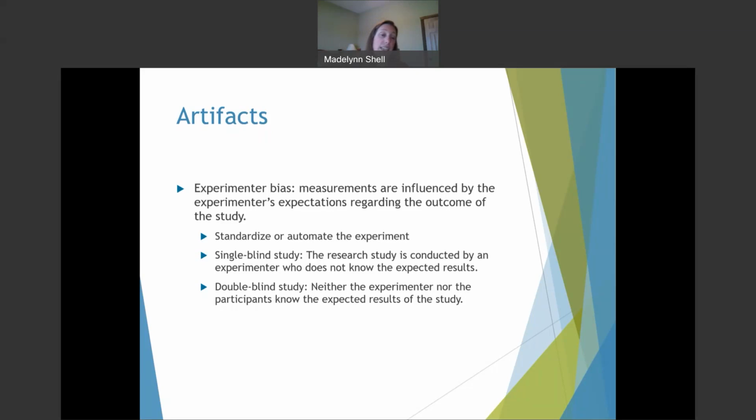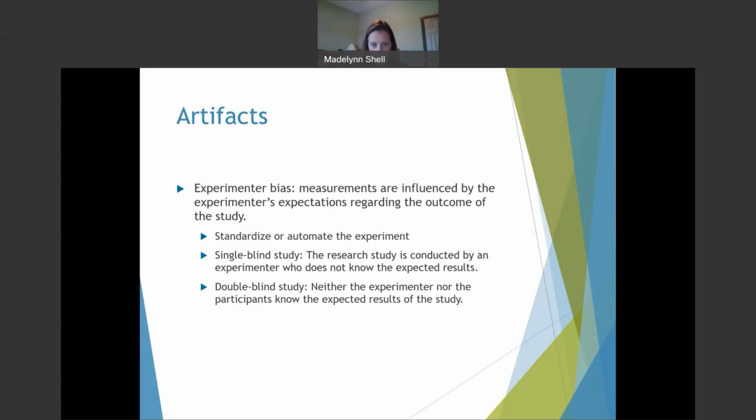A single blind study is another strategy, where the research study is conducted by an experimenter who doesn't know the expected results. The experimenter, or the person who's actually talking to the participants, doesn't know the expected results or doesn't know what group the participant's in. If we're doing a drug study, maybe the person who asks people about their symptoms doesn't know whether the person got the treatment or the placebo, and therefore their expectations can't influence the reports.